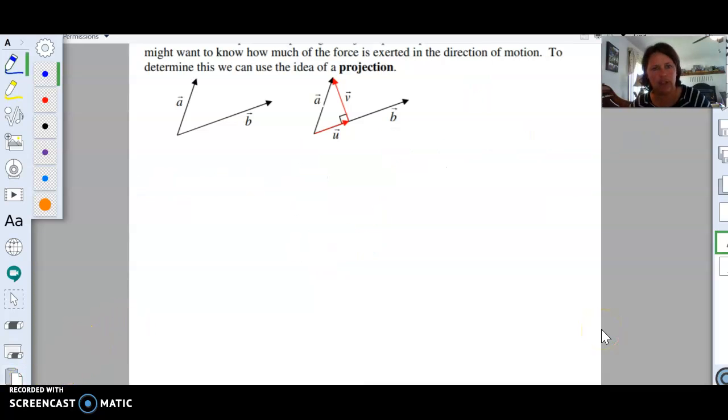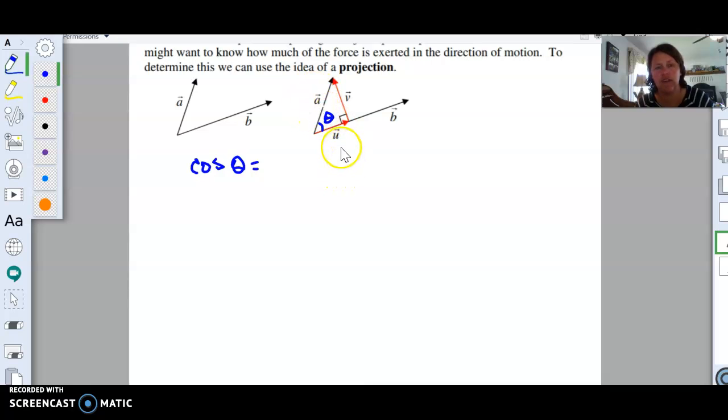All right, now I'm going to show you where a projection comes from and how we find that projection. In this case, if we look at our triangle that we have here, this vector u is formed by the shadow. Think of it as the shadow of our force vector A. If we just take basic geometry, we could say that, if we call this angle right here theta, the cosine of theta would be equal to the adjacent over the hypotenuse.